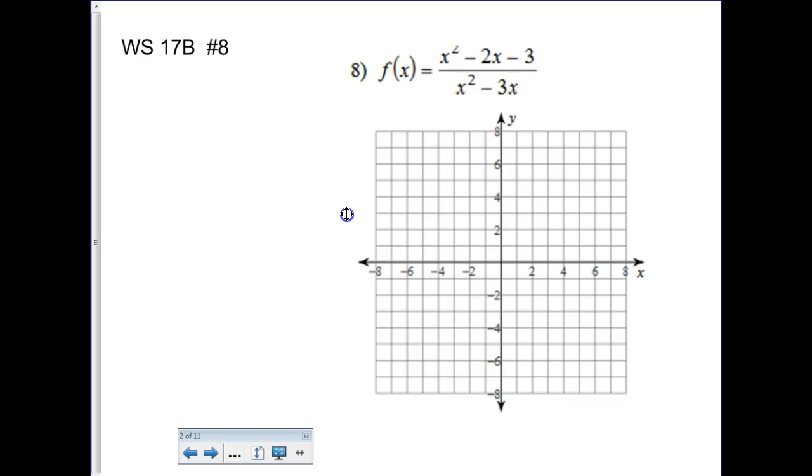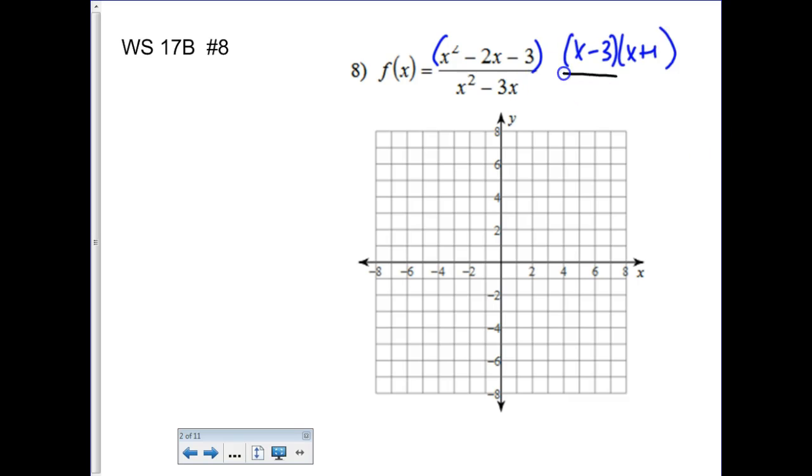This is practicing graphing a rational function, and you're going to be able to use the card with all the steps on it, and I will give you a fresh one to use during your testing like we did last time. So the first step is to factor everything. So we're going to take this numerator. Obviously that's pretty factorable. So that goes into what? X minus 3 times x plus 1.